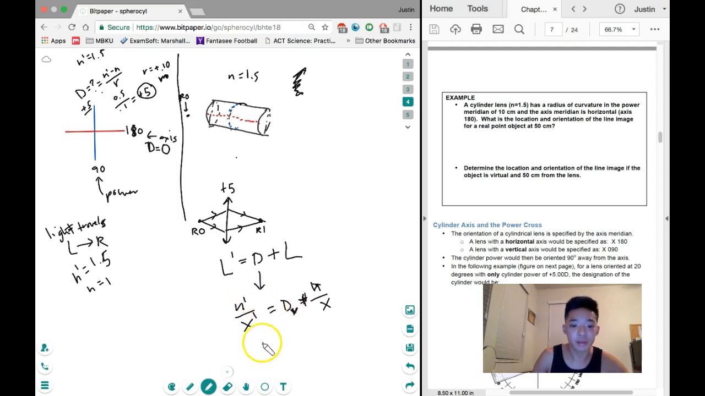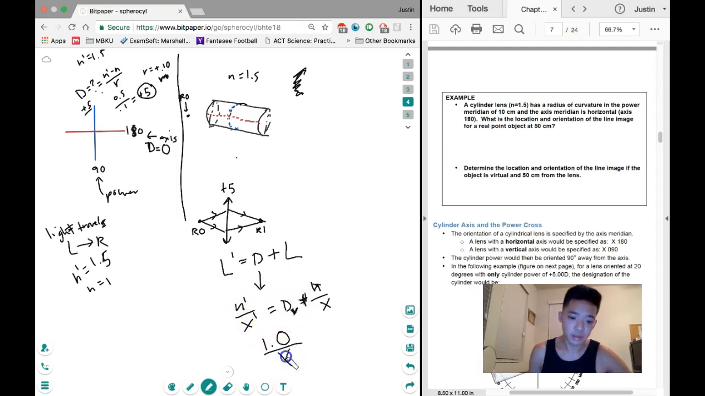So n prime is actually going to be 1, because you can assume the image is still in air. We're not dealing with n prime being 1.5 here because we're not trying to calculate the surface. We're trying to just find the image, and the image is in air, so it's 1.0.